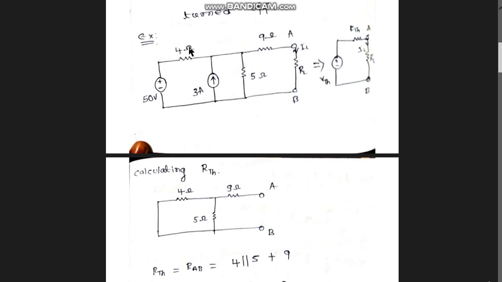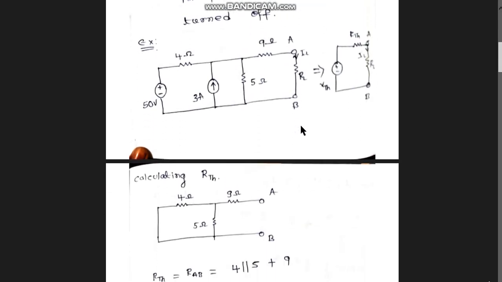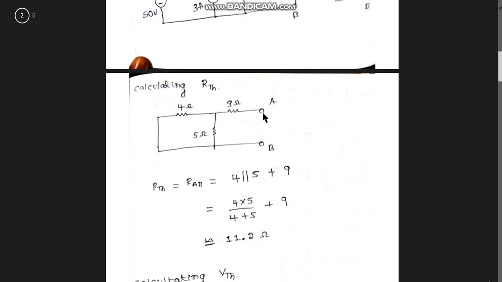See, 4 ohm, 4 ohm, and this voltage source is getting short circuited, so it is just a simple line, and we have removed this current source, and we are left with the 5 ohm resistor and the 9 ohm resistor, and this is the load resistance RL. We have to remove that RL at the terminals. Now we have to find out what is the resistance between these two terminals A, B.